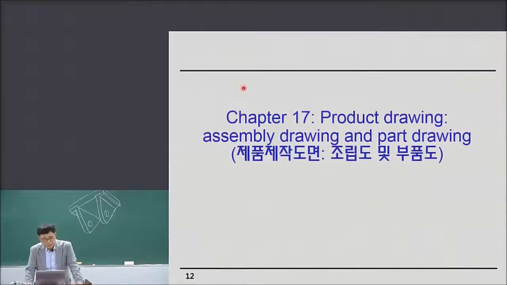Okay, now this is the final chapter. I'm going to explain how to make a product drawing, which consists of an assembly drawing and part drawings. This is the summarization of the principles of product drawing, right?